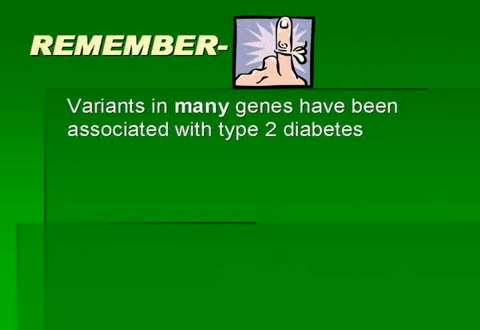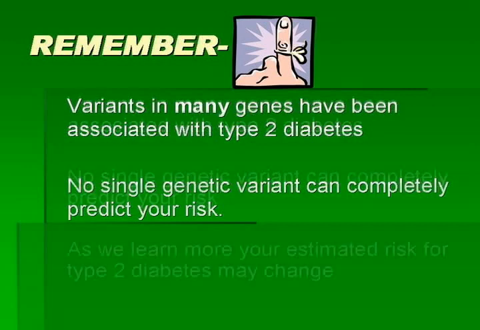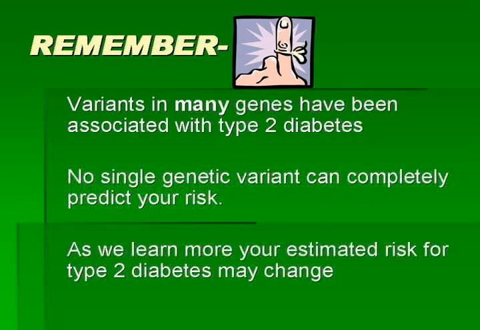Type 2 diabetes is a complex disease. This means that it is caused by a combination of genetic variants in multiple genes as well as the environment. No single genetic variant causes type 2 diabetes, and no single genetic variant is able to completely predict your risk for type 2 diabetes. Genetic variant information can help estimate your risk of type 2 diabetes when considered along with your other risk factors, like your weight, your family history, and your age. We may learn of other genetic variants that influence your risk of type 2 diabetes in the future. As we learn more, your estimated genetic risk for type 2 diabetes may change.